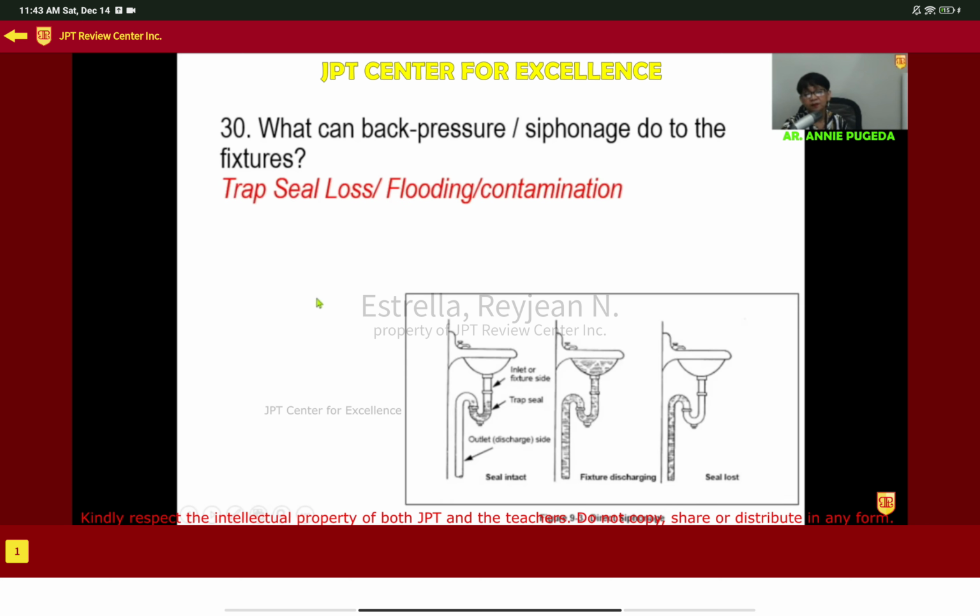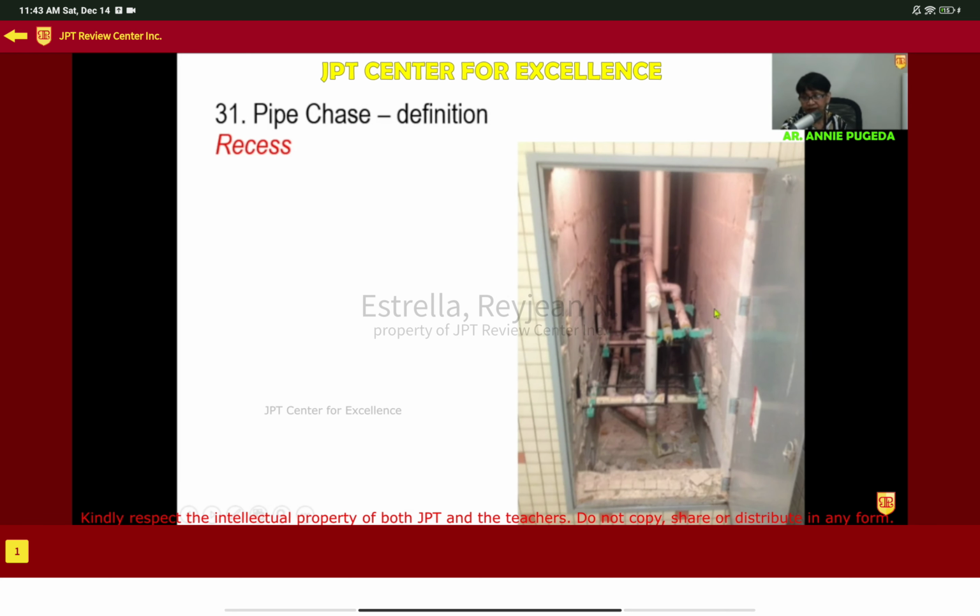Pwede niyang i-break, pwede niyang bigyan ng flood or contaminated water or traction loss. Okay, back pressure siphonage, yan ang kanyang malungkot na ginagawa. 31, pipe chase. Nakakita na siguro kayo ng ganito, nandiyan yung mga katubuhan. Kapag sinarado yan, hindi nyo na alam, ganyan palang palalaman yan. Okay, it's known as a wet wall. Sa pipe chase, wet wall yan kasi naging may moisture.